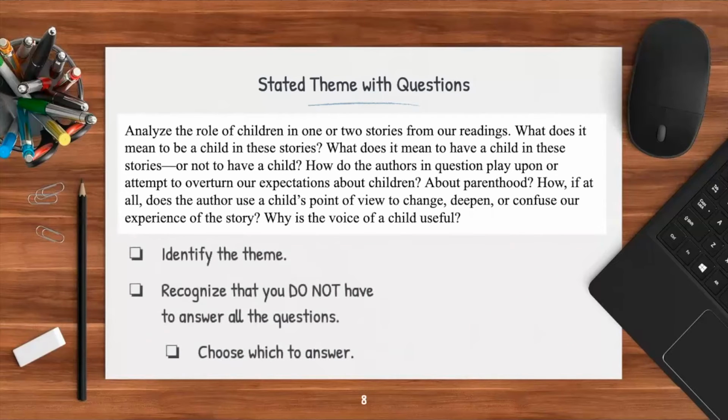So the first thing to do is identify the theme. The important part of this prompt is analyze the role of children. That is the part that's telling you what to do. Don't get spooked by all the questions. They are reflection questions to get you thinking about the theme, in this case, children.